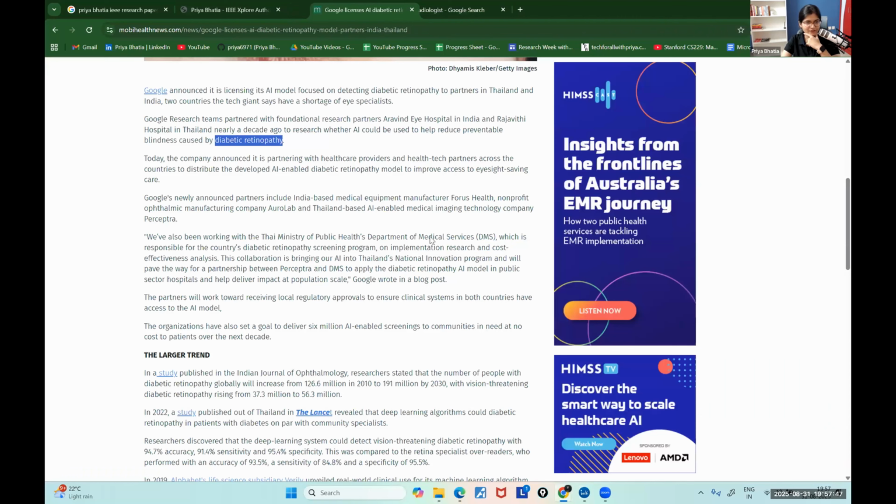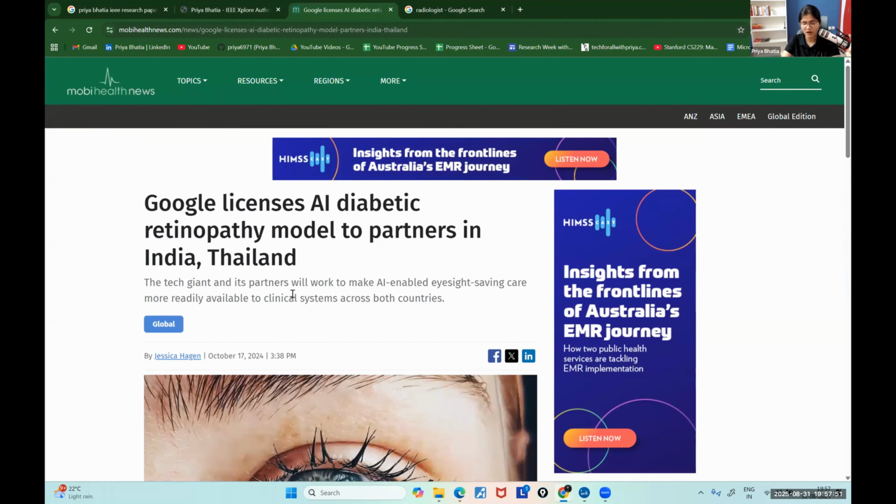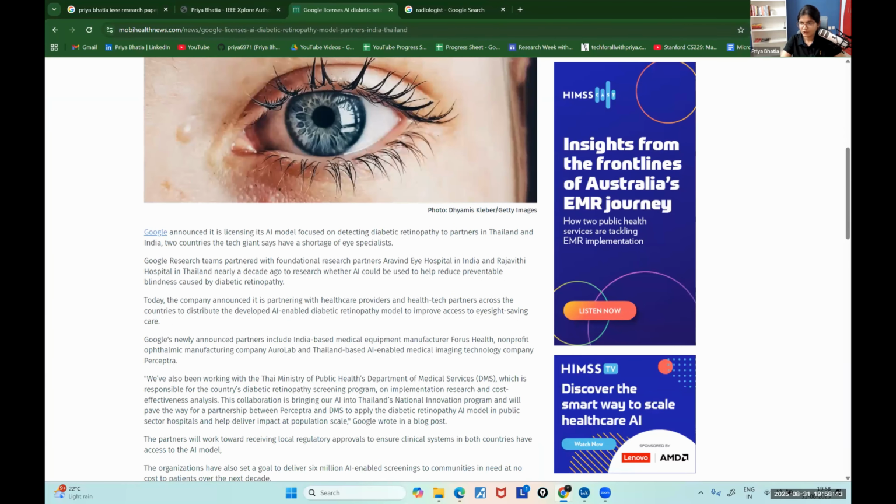But there is one more interesting use case which I found. I really want everybody to go through this article. Not really sure how many of you know that. But again, you can see Google licenses AI diabetic retinopathy model to partners in India and Thailand. So basically, how many of you know about this diabetic retinopathy? Due to diabetes, multiple times patients have very low eyesight. So that kind of problem comes under this category. So they have created an AI-based model and did a partnership in these two countries, India and Thailand. So you can see the tech giant and its partners will work to make AI-enabled eyesight-saving care more readily available to clinical systems across both countries. So you can go ahead with this article as well, which will be a real-time use case or case study or application of what we have discussed today.